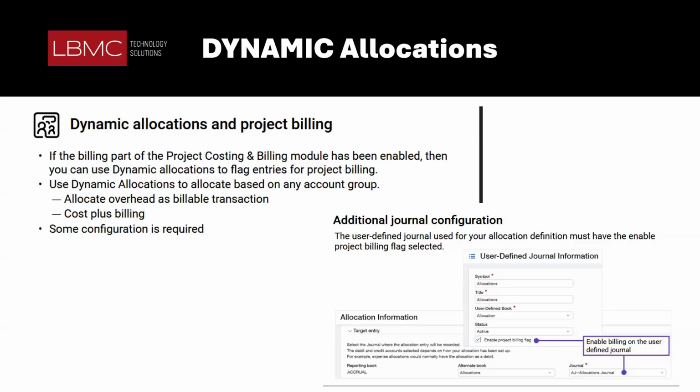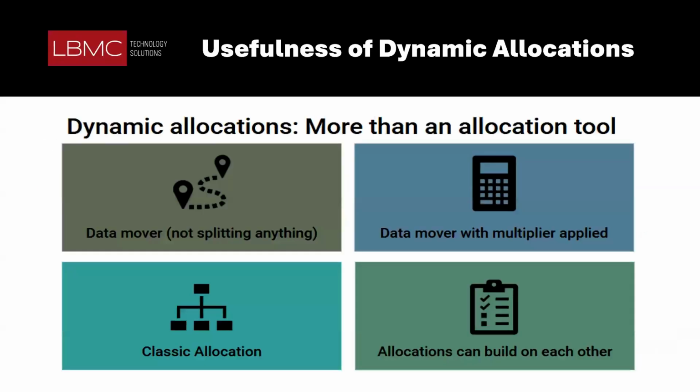Also within Sage Intacct, there are certain other procedures that allocation can be used for. You can use it as a data mover, so you're not splitting anything. You might just, at the end of the month, need to move balances from one account to another account. So you can use that within Sage Intacct using dynamic allocations.